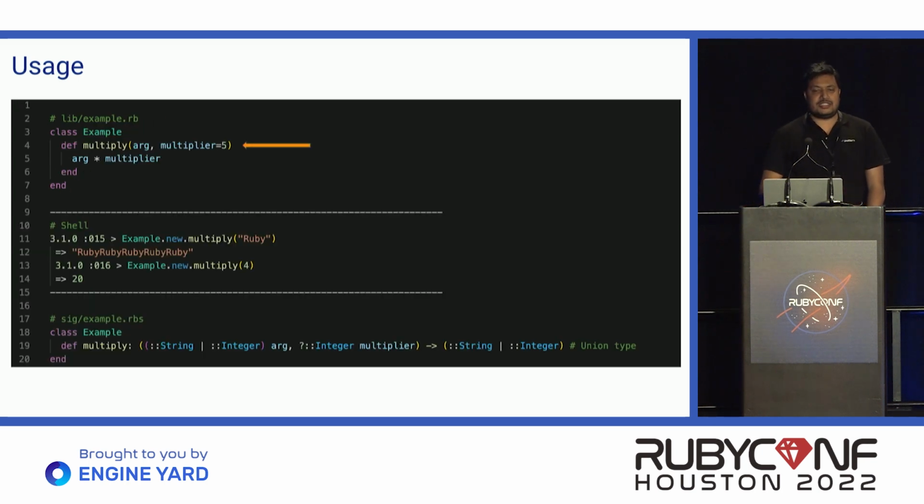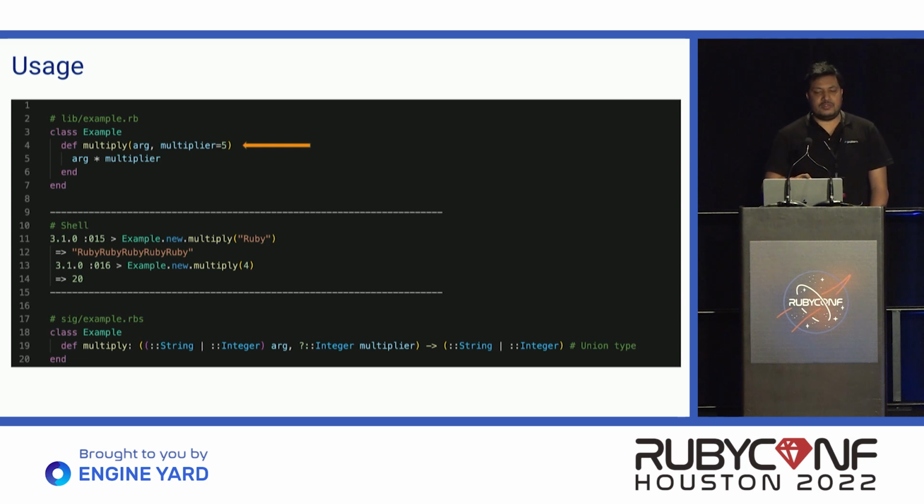Okay, so let's take another example. We have a class called Example, which has a function multiply. It is going to accept two arguments: the first is arg and the other is multiplier, right? If you see the shell code over here, we can call this multiply function with a string as well as integer or float values also, right?